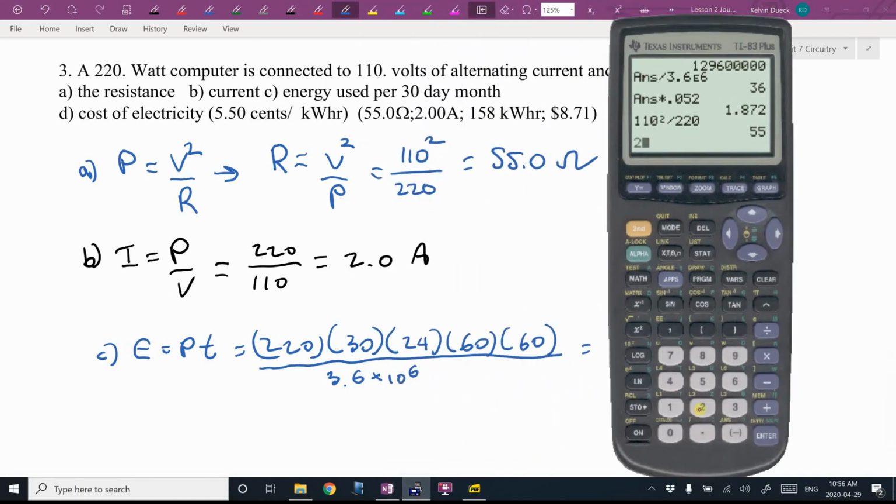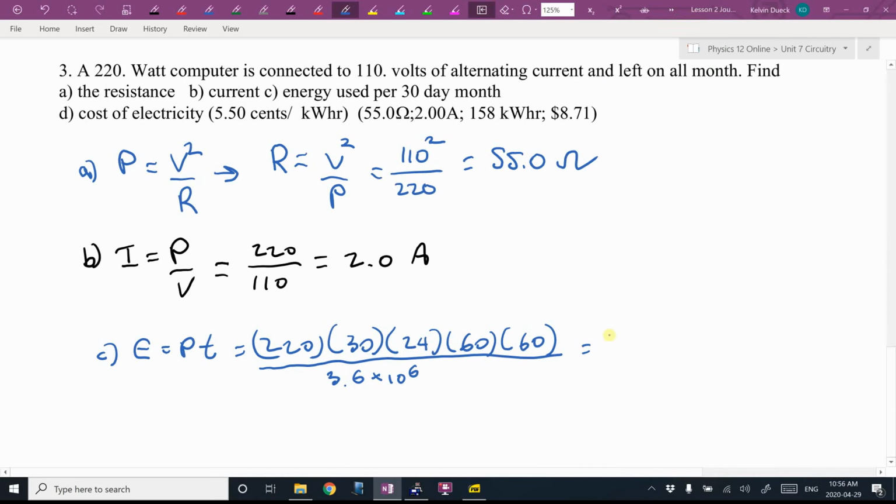I'll get 220 times 30 times 24 times, I'm going to be lazy and go 60 squared, divided by 3.6 times 10 to the 6th, and I get 158.4 kilowatt hours of energy.